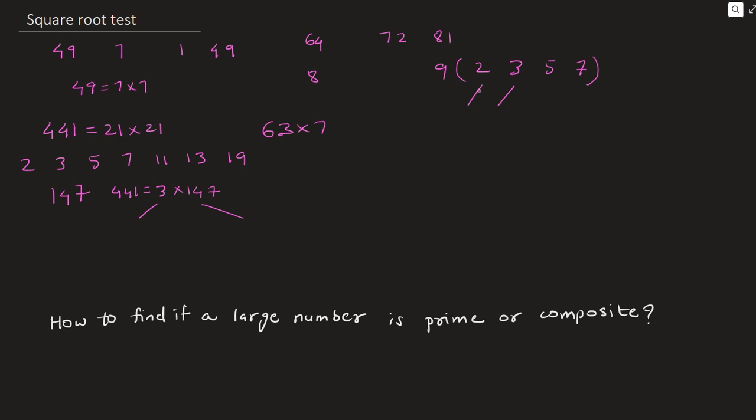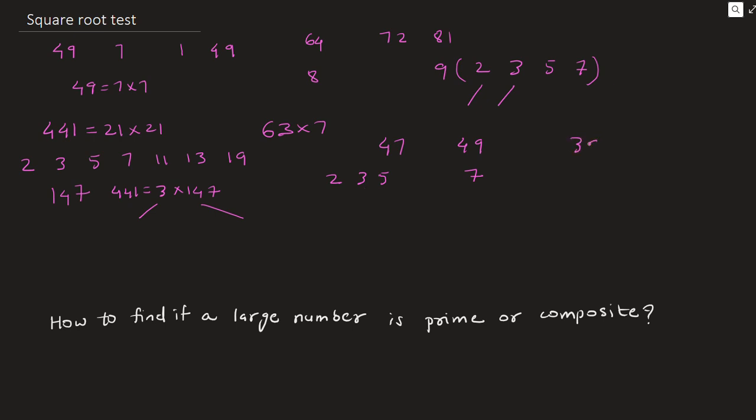Let me check for the number 47. It is less than 49 and 49 is a perfect square. Square root of 49 is 7. So the approximate square root of 47 is less than 7 and all the prime numbers less than 7 are 2, 3, 5. 47 is not divisible by any of these prime numbers. Hence, it is a prime number.